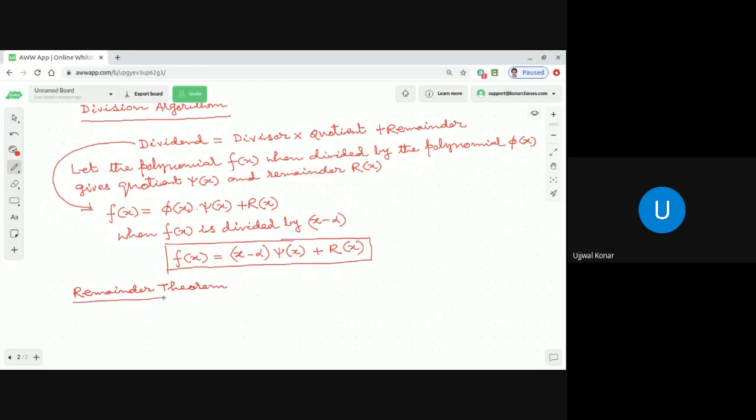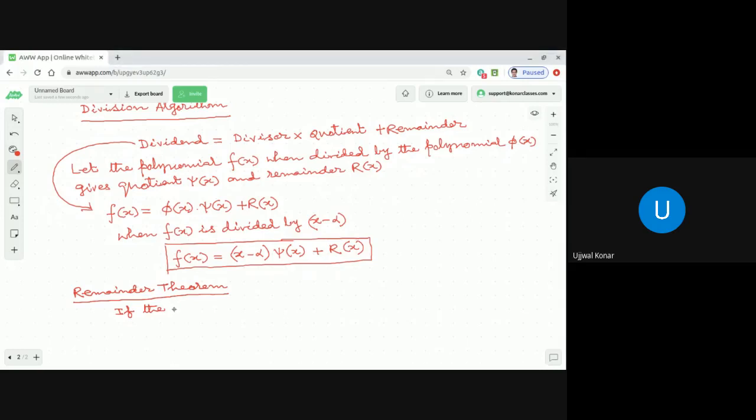So what the remainder theorem tells is that if the polynomial f(x) is divided by x minus alpha, then the remainder r is nothing but the value of the polynomial expression at x equal to alpha, that is f(alpha). Are you getting my point? We can establish that.